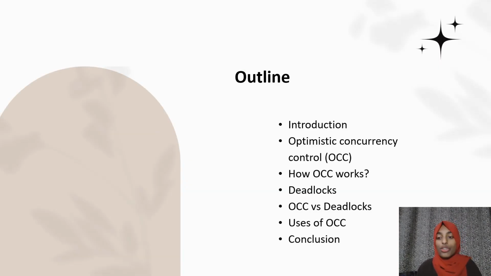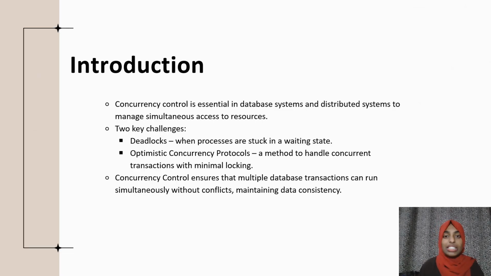Let us see the outline of my topic. It is introduction, optimistic concurrency control and how it works, deadlocks, comparison of optimistic concurrency control and deadlocks, some uses of optimistic concurrency control, and finally conclusion. Let us start with the first slide, which is introduction.